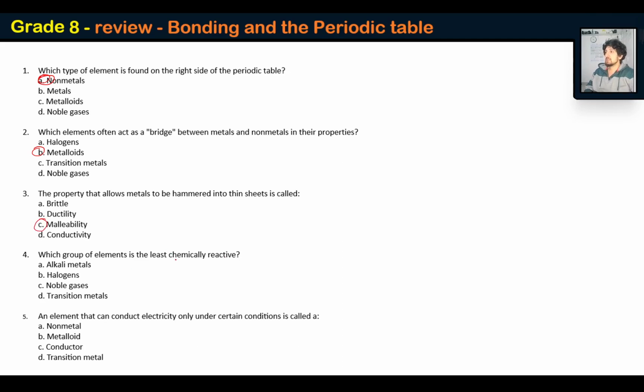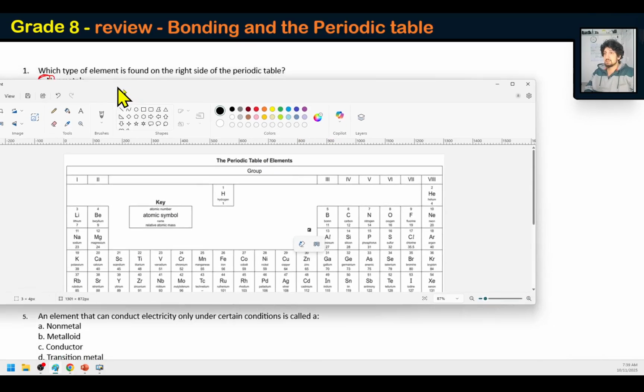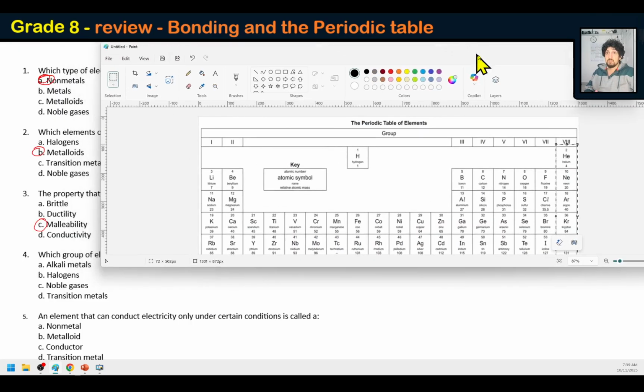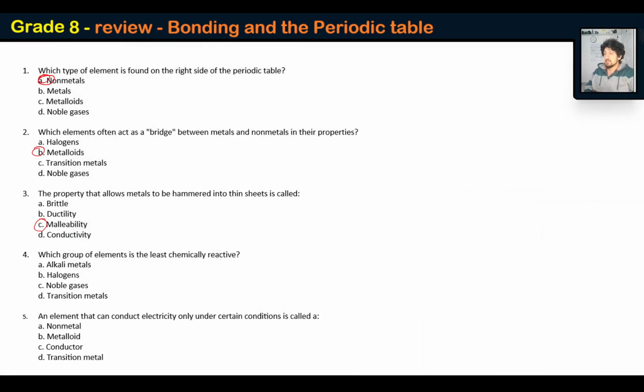Which group of elements is the least chemically reactive? If you remember, the ones that are least chemically reactive are the ones with a complete outer shell, a full outer shell of electrons, and those are the group 8 non-metals. Those are the noble gases. So this group right here, those are the least reactive, and the reason is they don't really need any electrons from anyone. They're just happy the way they are. Okay, so let's keep moving.